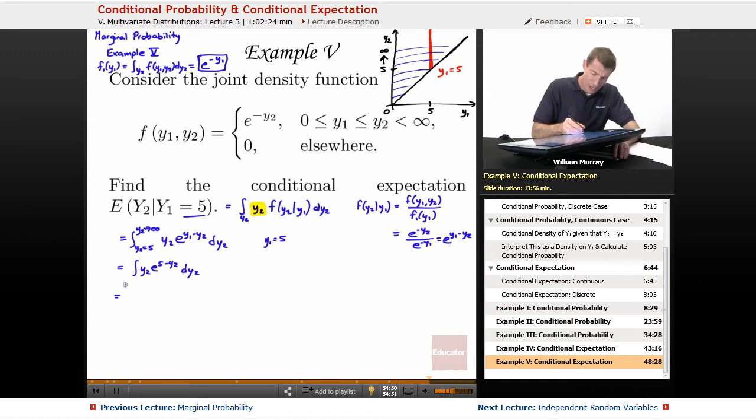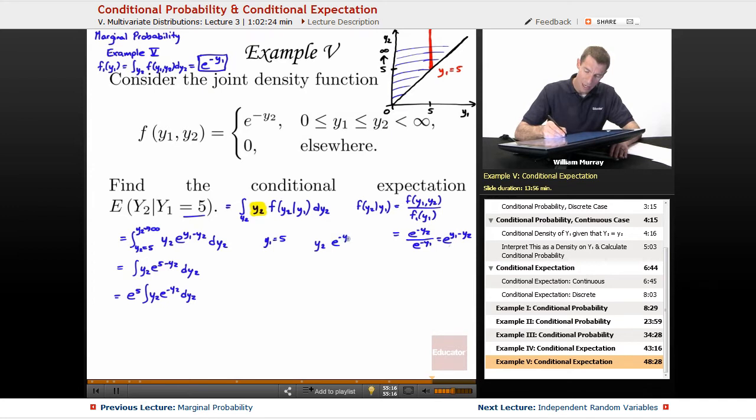Something I can do here is I could pull out e to the 5th. So that's e to the 5 times y2 times e to the negative y2 dy2. And that's a slightly unpleasant integral. I'm going to have to use integration by parts on that. Let me do a quick integration by parts. I'm going to use tabular integration. It's sort of the cheater's way of doing integration by parts quickly.